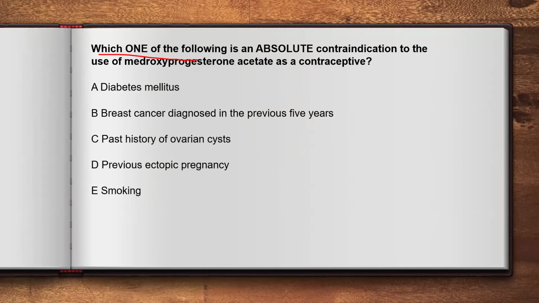Which of the following is an absolute contraindication to the use of medroxyprogesterone acetate as a contraception? Diabetes, breast cancer diagnosed in the past 5 years, past history of ovarian cyst, previous ectopic, or smoking. I cannot emphasize enough how important contraception is for your exam. They ask a lot of questions, sometimes 5 to 6, so make sure that you're quite well versed with this topic.